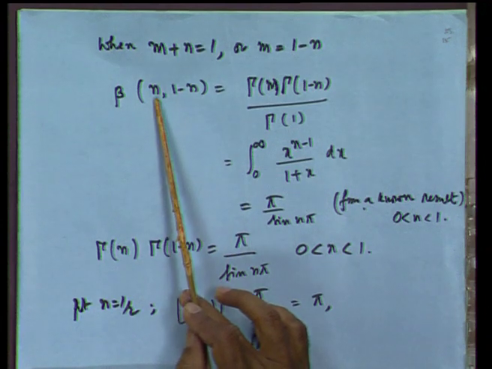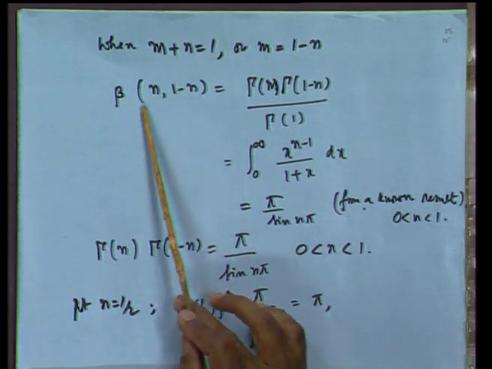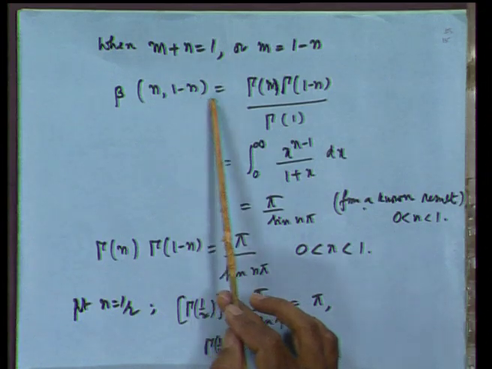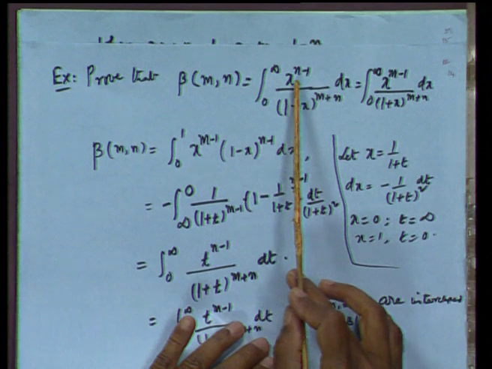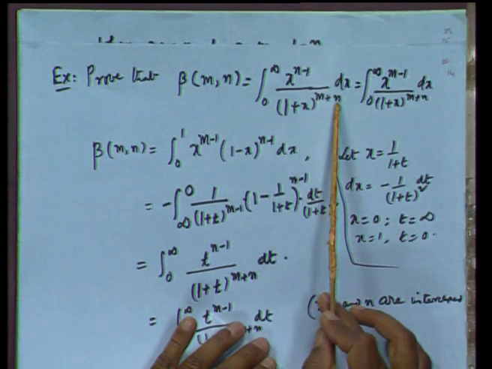So, as per this definition, we have just proved that beta mn is equal to integral 0 to infinity x to the power of n minus 1 by 1 plus x whole to the power of m plus n.